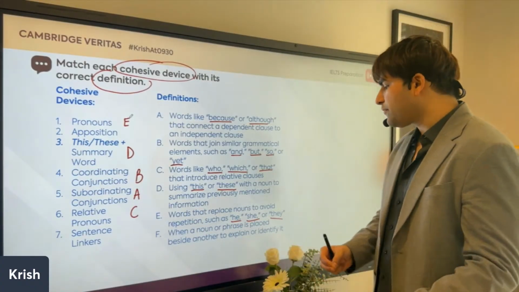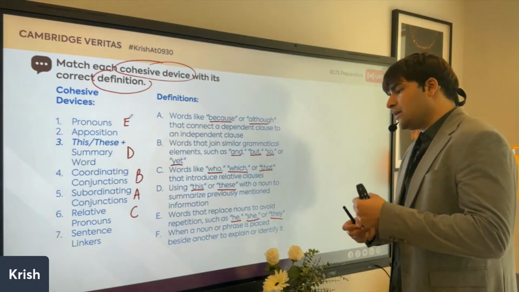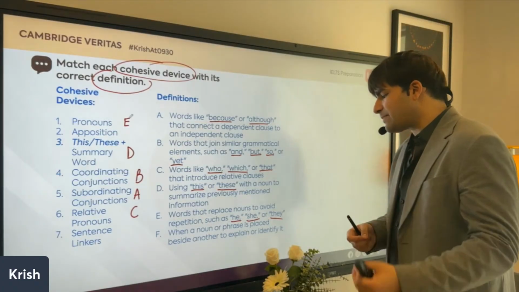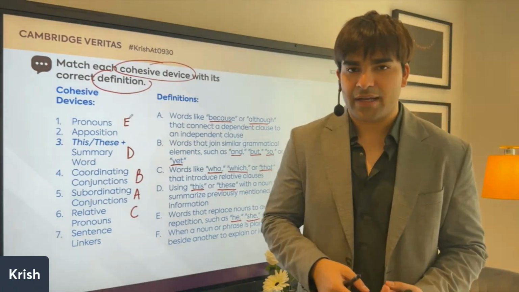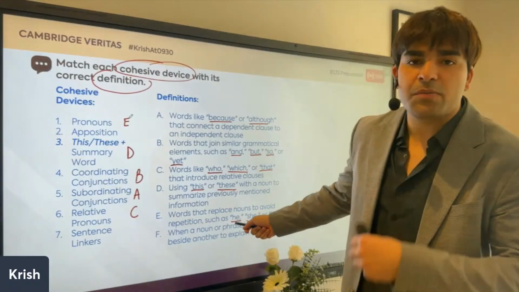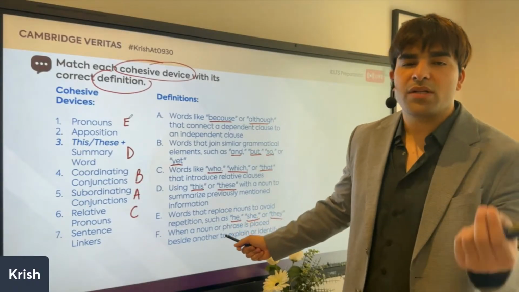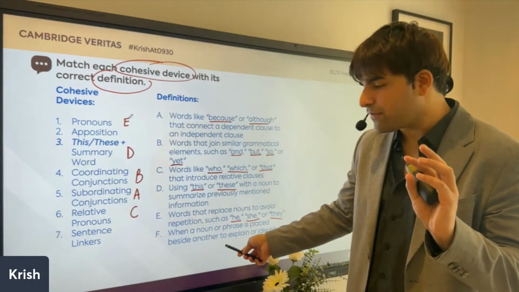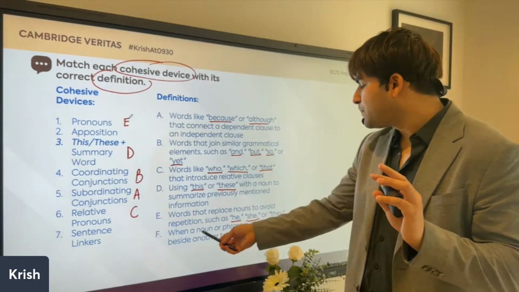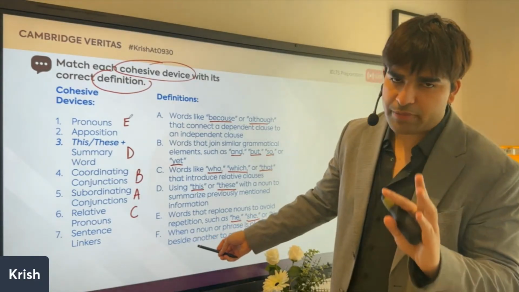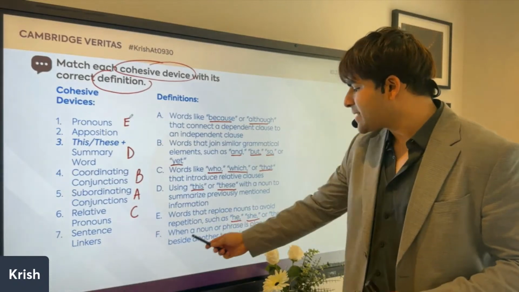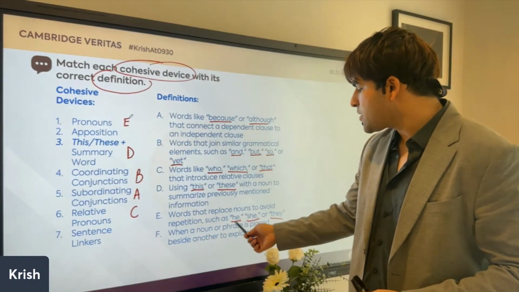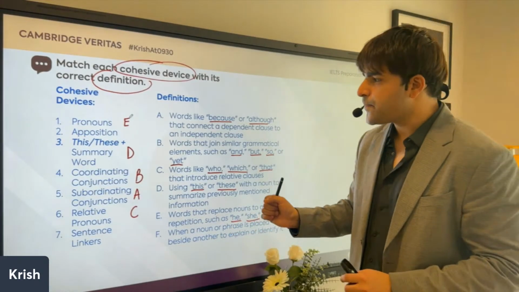And the last one that's left is second last. When a noun or phrase is placed beside another to explain or identify it. I'm going to show you an example on the next slide. Just understand this bit for now. When a phrase is placed beside, sorry, not replaced, my apologies, placed beside another to explain or identify it. Which one is it?